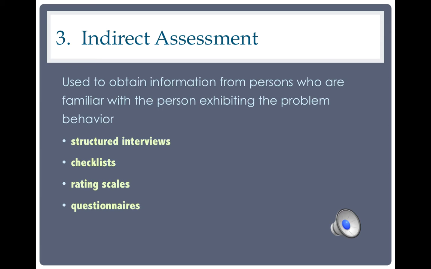Indirect assessment methods can be used to obtain information from persons who are familiar with the person exhibiting the problem behavior. Examples of indirect assessment include structured interviews, checklists, rating scales, and questionnaires. These methods can be used to identify possible environmental events that correlate with problem behaviors. Indirect assessment methods are useful for gaining information that can be used in guiding other assessments. There are many limitations, however, of indirect assessment, and they cannot provide strong evidence for functional relations on their own.